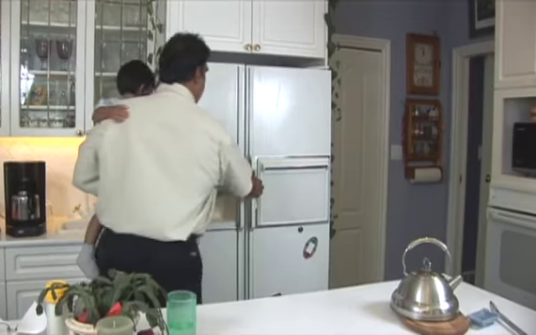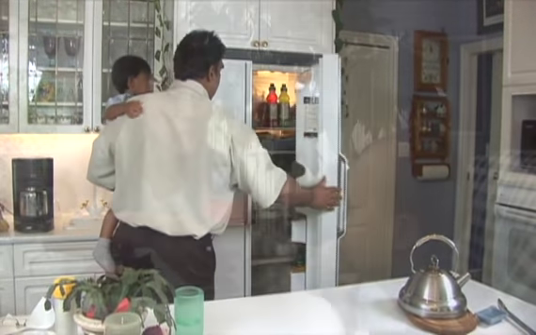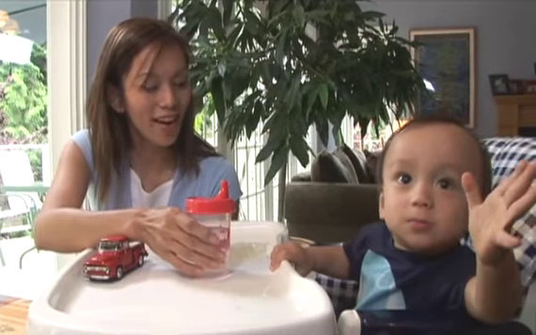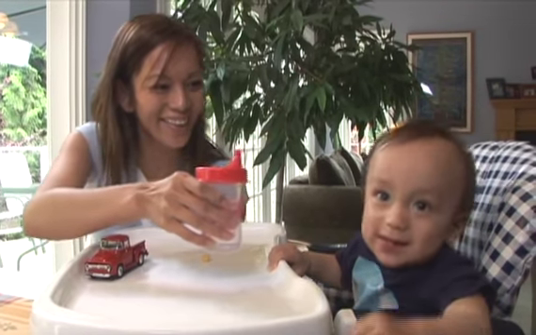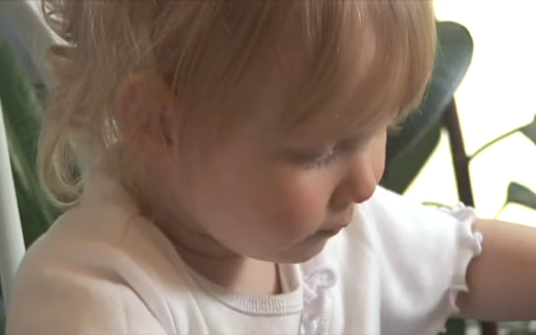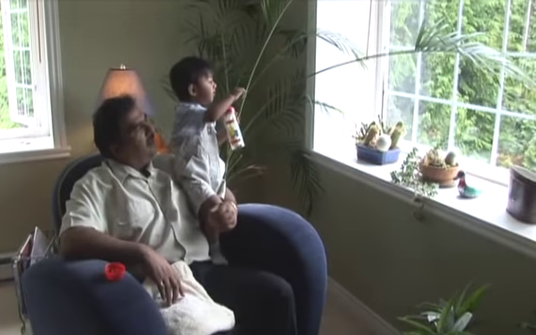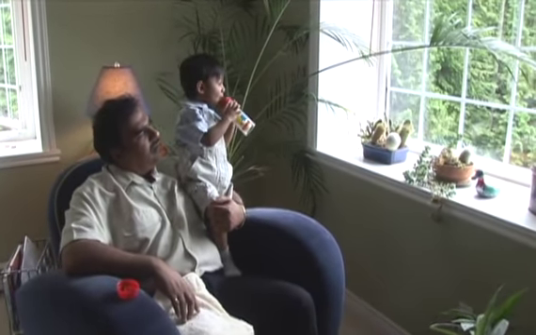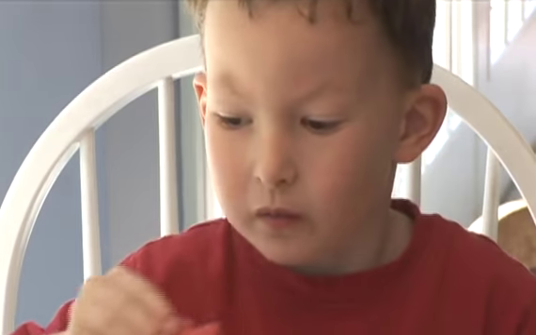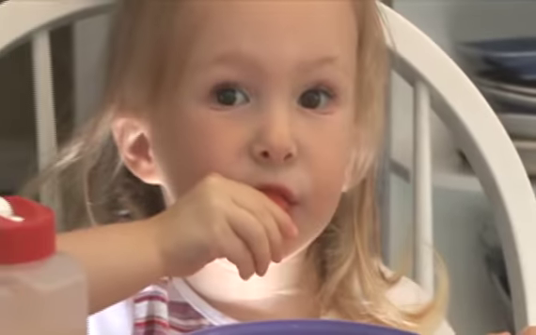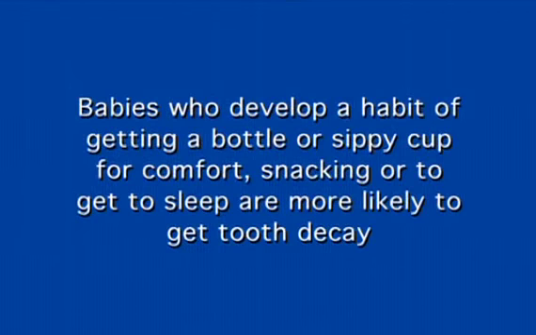What and when your child eats and drinks has a lot to do with how much tooth decay your child can get. Once teeth come in, bacteria in the mouth mix with sugars and starches found in most foods in your child's diet, and an acid is formed. The more often your child eats or drinks, the more often the acid is made. That's why babies who develop a habit of getting a bottle or sippy cup for comfort, snacking, or to get to sleep are more likely to get tooth decay.